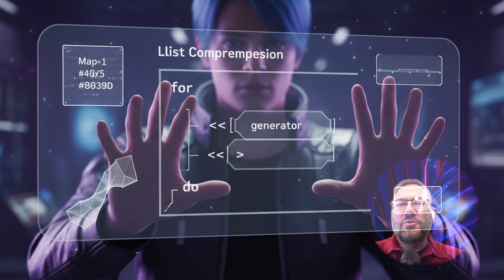Did you know Elixir comprehensions aren't limited to lists? You can use them with any enumerable structure like maps or ranges, making them an incredibly versatile tool for data manipulation, far beyond what you might expect from a basic list feature.